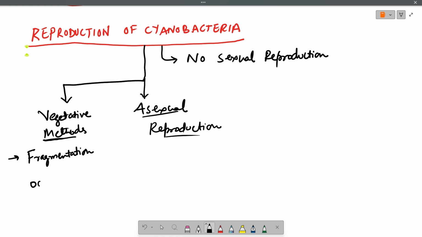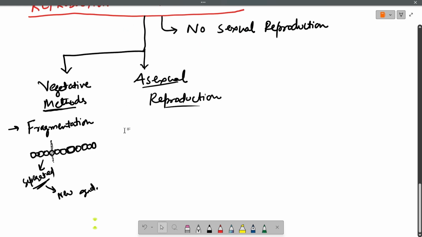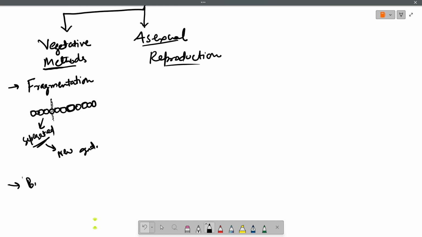For example, a trichome is like this. Suppose this is a trichome of any species like Anabaena. Some of the cells break off due to some mechanical or other factors, and this separated part, this fragmented part gives rise to a new individual. This is fragmentation. The other vegetative method is binary fission.